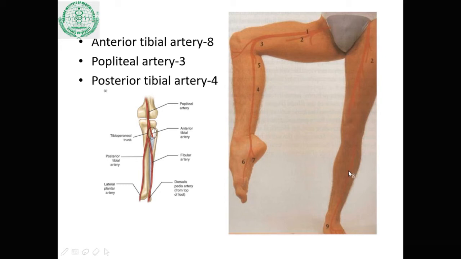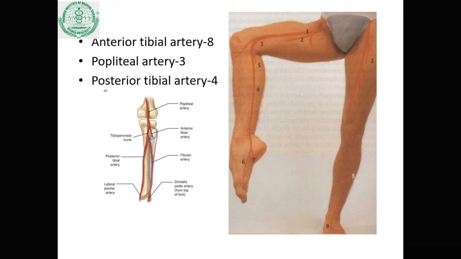Now here you can see the anterior tibial artery, which is shown by the number 8. This is lying just 2.5 centimeters below the medial side of the head of the fibula and going up to the midway between the two malleoli, the medial and the lateral malleoli.